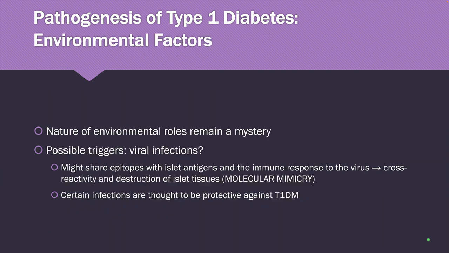Environmental factors, we know that there's a possibility, pero kung ano eksakto hindi pa sigurado. One that they're studying is viral infections, question mark, because they might share epitopes with islet antigens and the immune response to the virus. Meron kang cross-reactivity, and therefore that was causing the destruction of your islet tissues. And certain infections are thought to be protective against type 1 DM. So this is still uncharted territory.